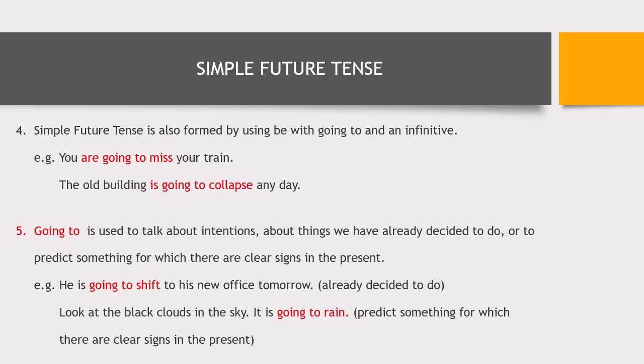5. Going to is used to talk about intentions, about things we have already decided to do, or to predict something for which there are clear signs in the present. For example, he is going to shift to his new office tomorrow. Already decided to do. Look at the black clouds in the sky. It is going to rain. Predict something for which there are clear signs in the present.